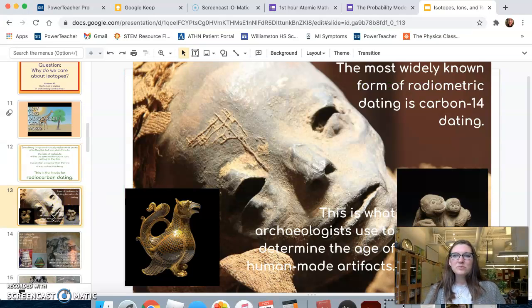So the most widely known form of radiometric dating is carbon-14 dating, which works for most of human civilization. It works up to about 60,000 years ago, and most of recorded history that we know about from written things is within the past 4,000 years. Some of the oldest human fossils are a couple million years old, but for the most part, many of the archaeological things that we're looking at can be carbon dated.